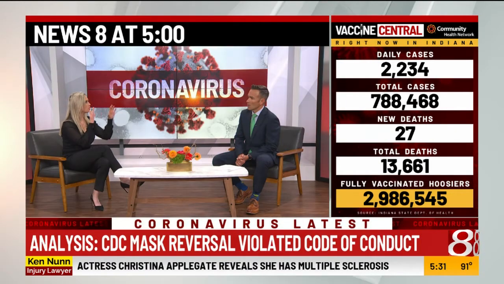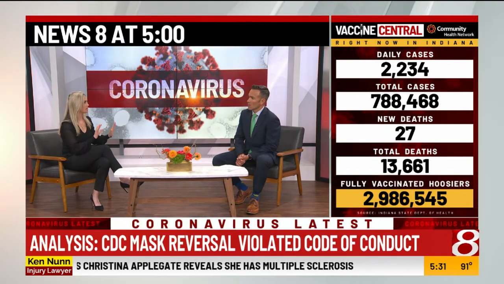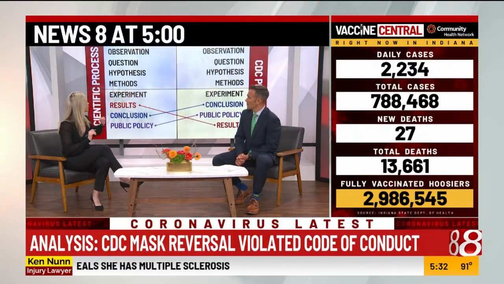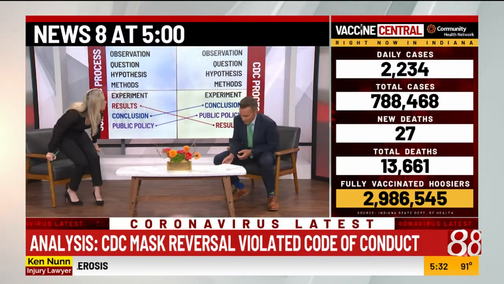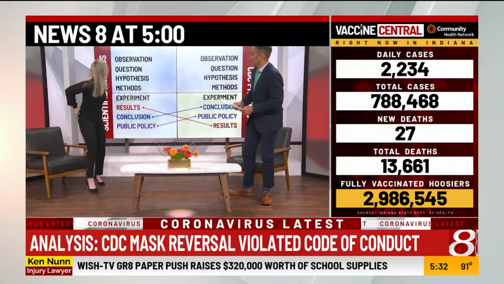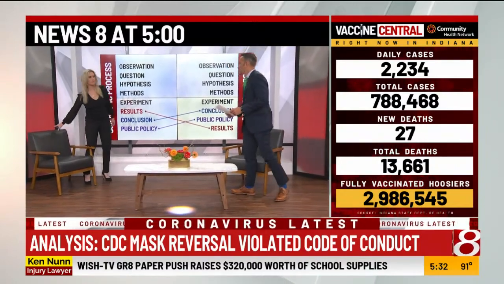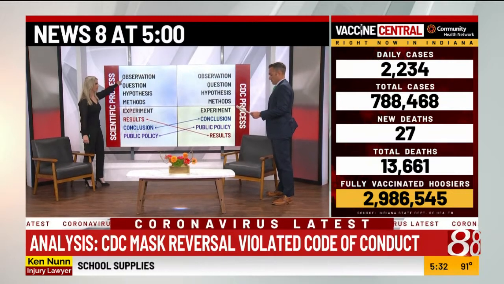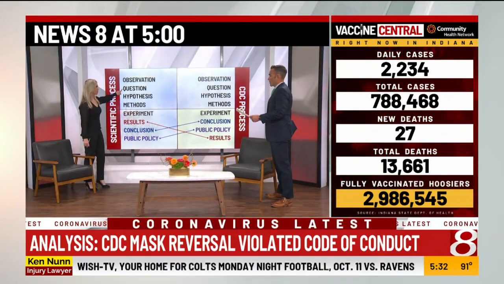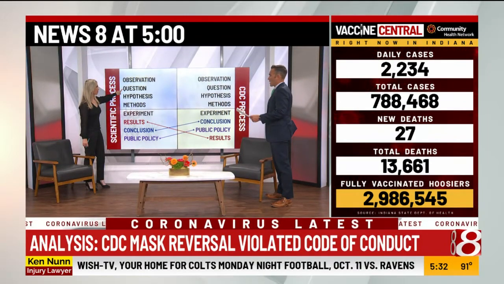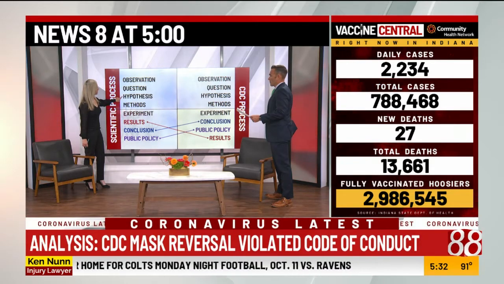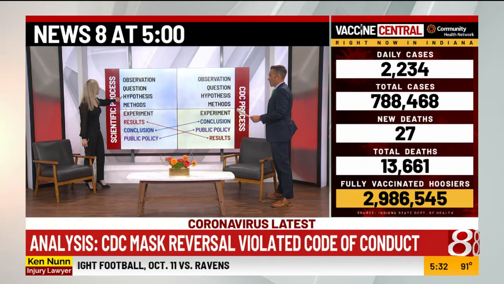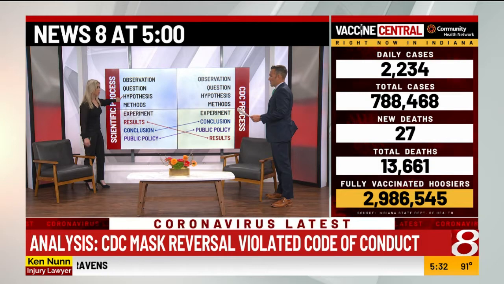Okay, so first I think the way to go about this is to walk us through what the scientific process is. So let's actually stand up, okay? Okay, let's do it. So this is how things work. First, scientists have an observation, right? The observation was the Delta variant is increasing. They have a question. Will masks work? Should we reinstate it? They have a hypothesis. Will they work or not?